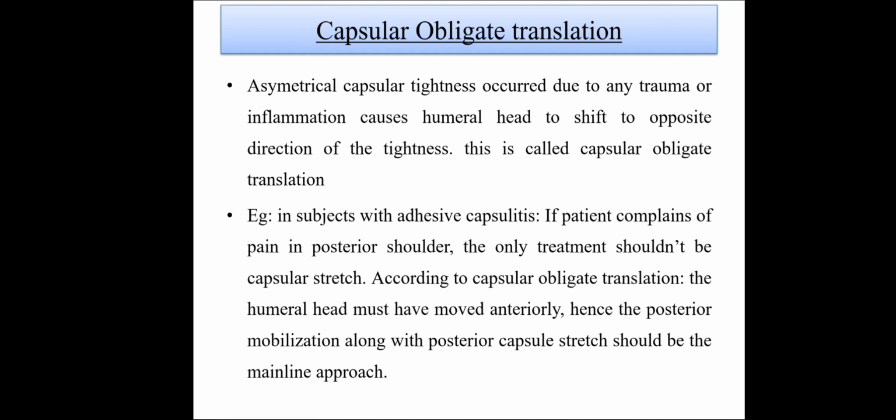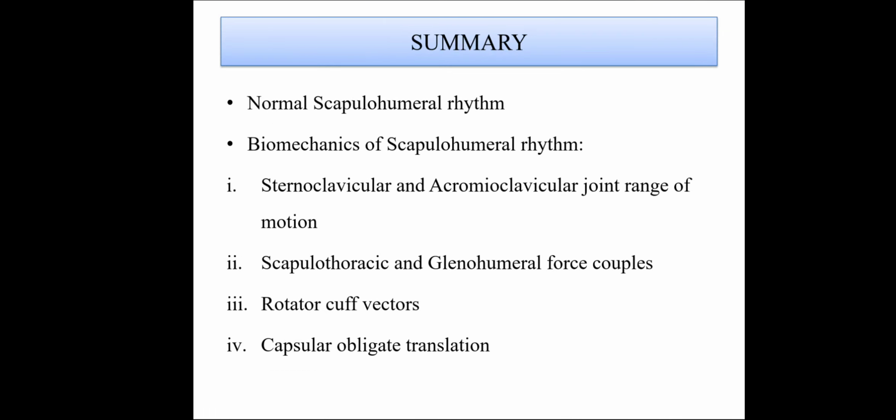So when you are treating, for example, a case of adhesive capsulitis, that is posterior tightening of the capsule of the shoulder joint, you need not only release the posterior tightened capsule by stretching it, you have to also mobilize the humeral head posteriorly back to its normal. This is nothing but your capsular obligate translation. So this concludes your lecture.